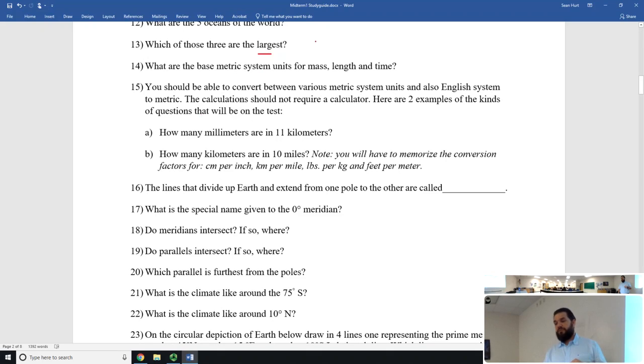All right, now moving on to the metric system. Base metric system units for mass, length, and time. So mass is kilograms, length is meters, time is seconds. Okay. You should know also the prefixes, the main prefixes that we talked about.